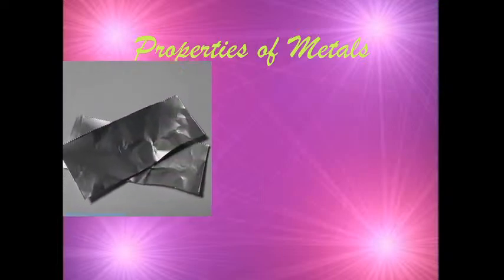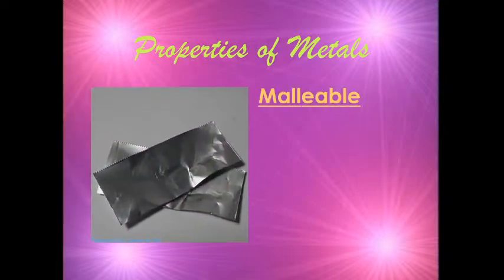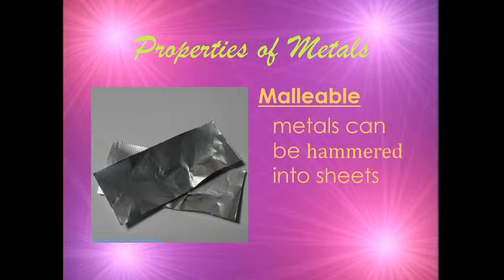Then we can see metals are malleable. What do you understand by malleable? Malleability means the ability to be beaten down into thin sheets. This is an example of aluminium foil. Metals can be hammered into thin sheets. So if you keep hammering any metal, it will convert into a thin sheet. That's why you can see a lot of iron sheds. Why? Because of which property? Because of malleability. Once again, the most malleable metals are gold and silver.